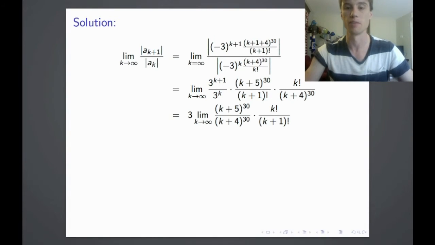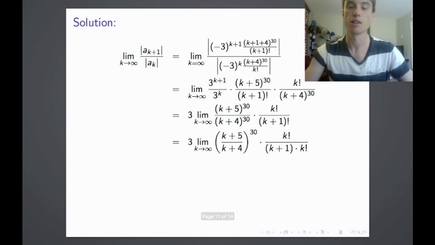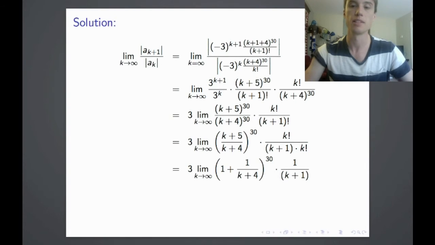Note that we have simplified the 3^(k+1) over 3^k, and this is just 3. We can rewrite (k+5)^30 over (k+4)^30 as (k+5) over (k+4), all to the 30th power. And using properties of factorial, (k+1) factorial is equal to (k+1) times k factorial. Thus, these k factorials cancel, and the last term is simply 1 over (k+1).